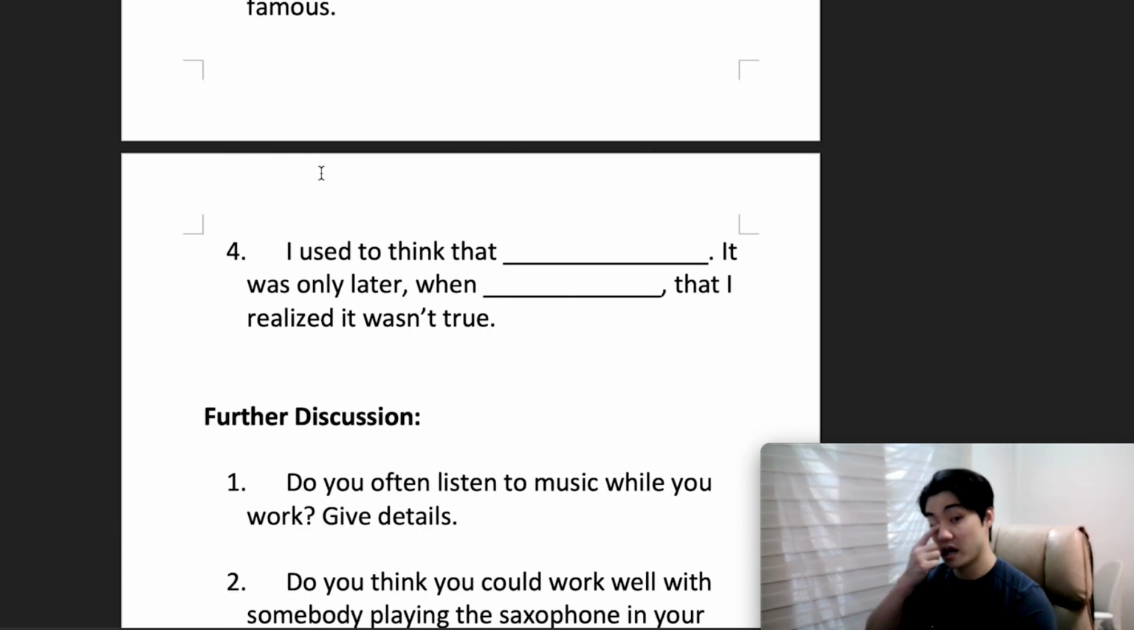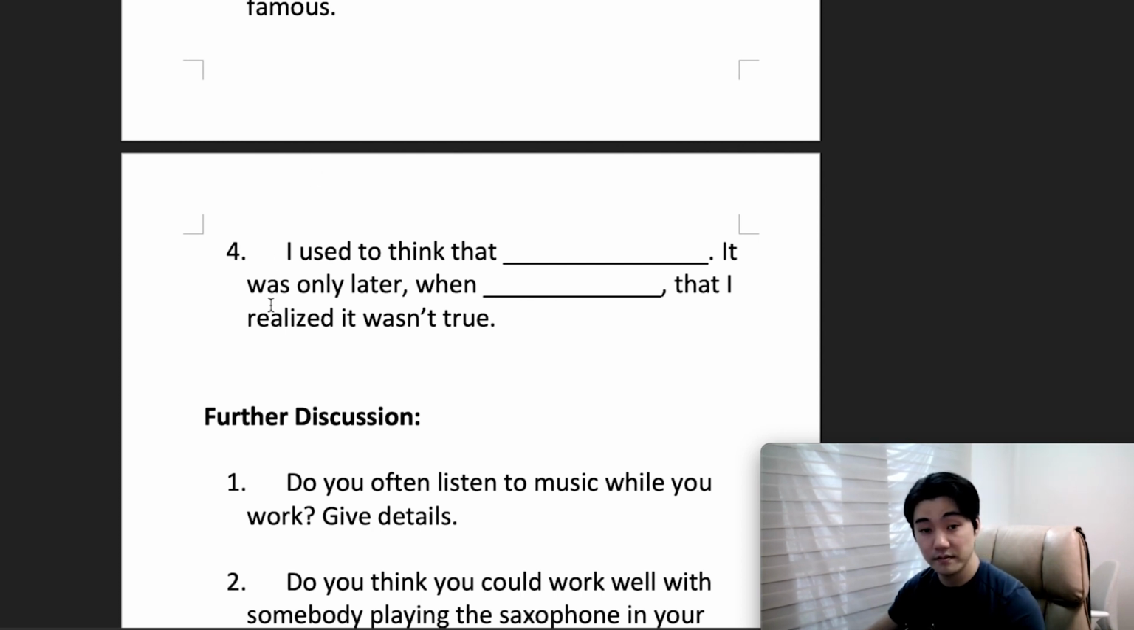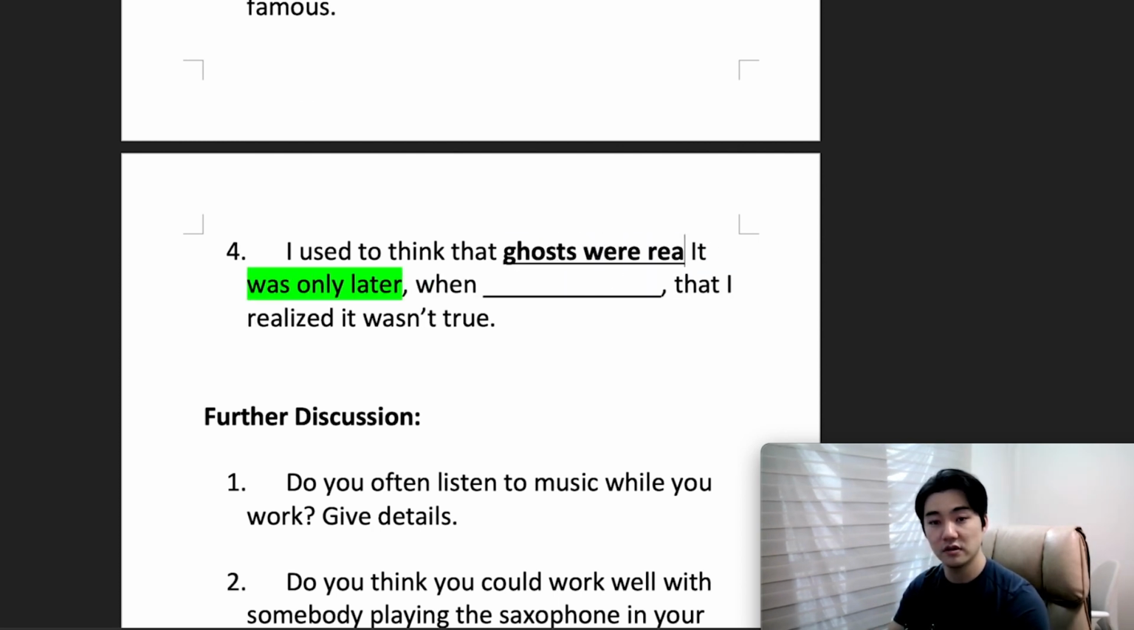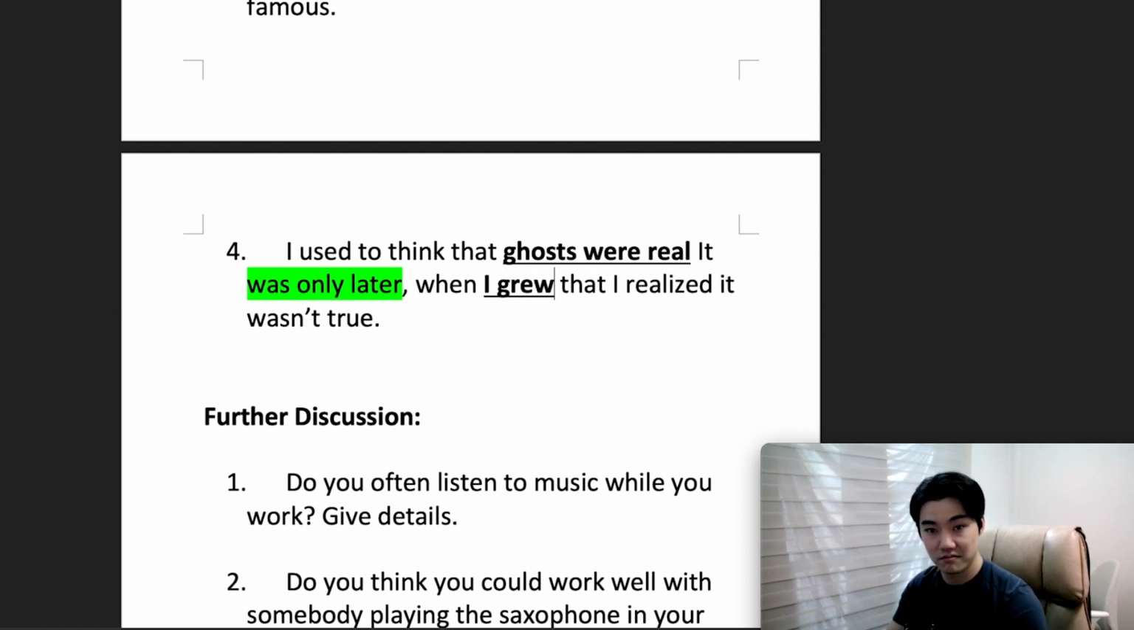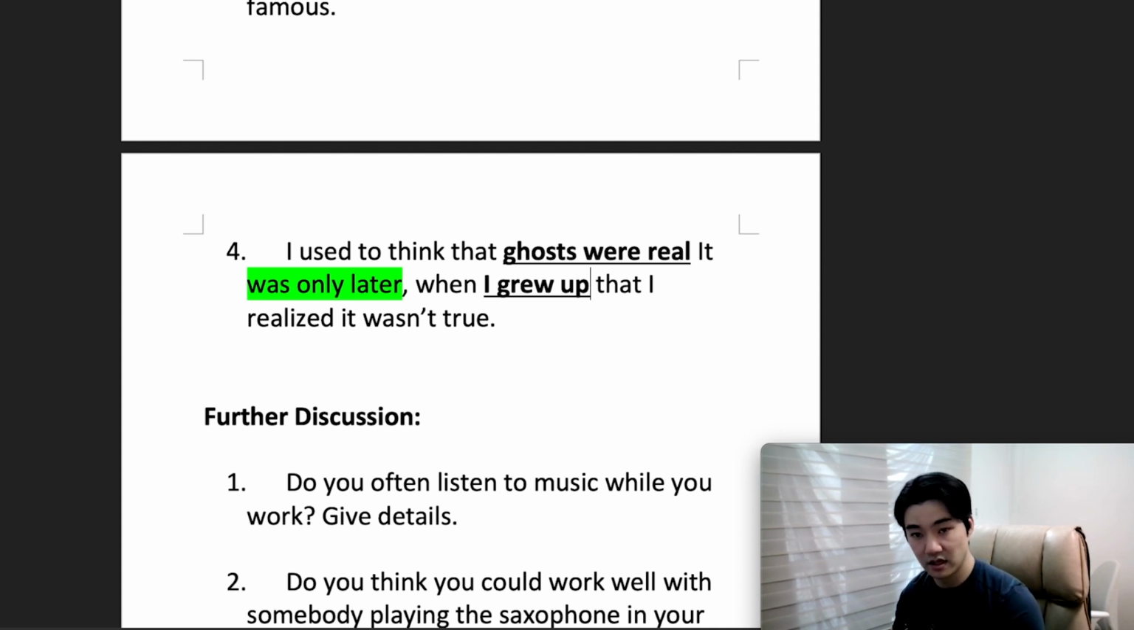And 4번, I used to think that, it was only later when, so I used to think that ghosts were real. It was only later when I grew up that I realized that wasn't true. 나는 귀신이 진짜라고 생각하곤 했어요. 나중에 제가 자랐을 때 저는 그것이 사실이 아니라는 것을 깨달았습니다.